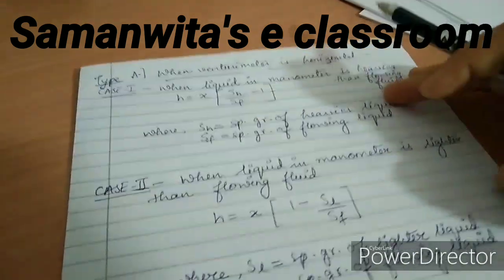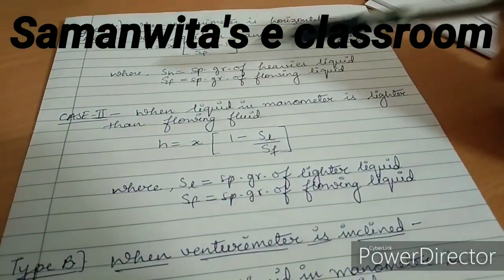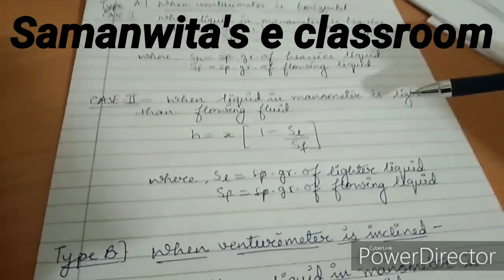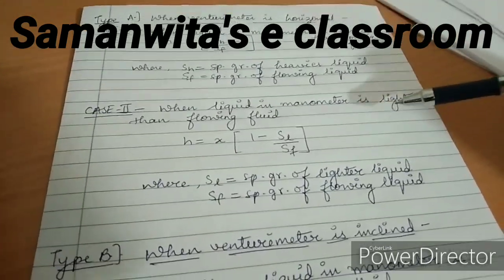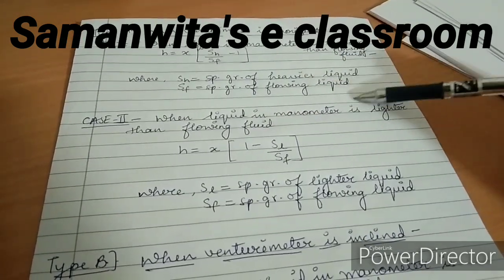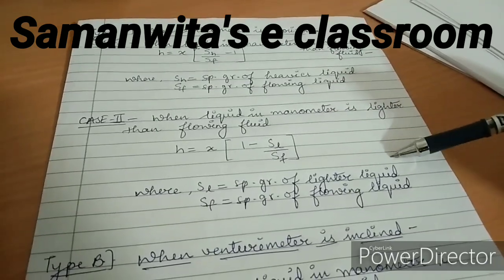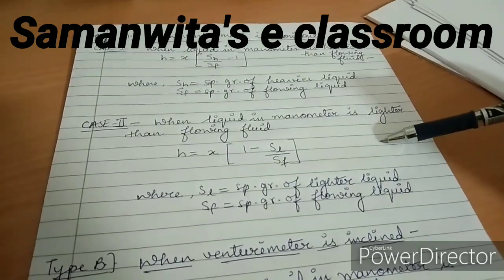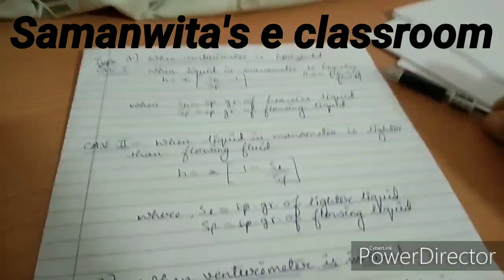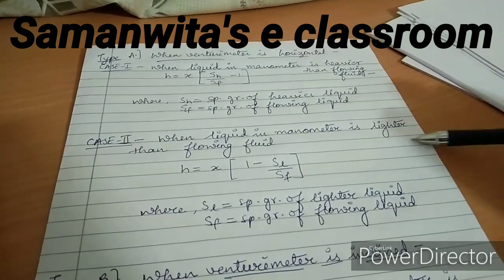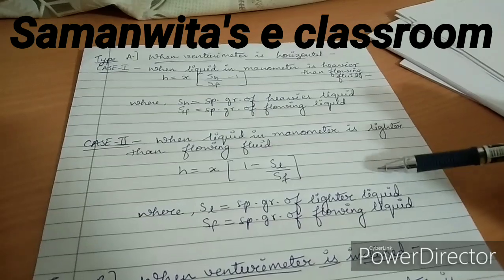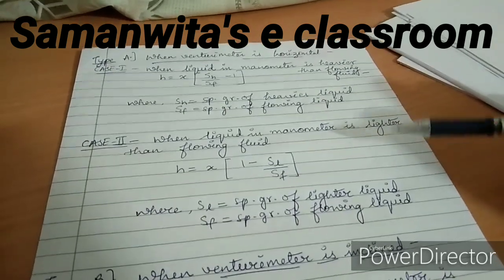Now we go to case 2. Say the liquid in the manometer is lighter than the flowing fluid. Say in your manometer you have air or oil whose specific gravity is lesser as compared to the flowing fluid, say water. Now in this case your manometer cannot be a straight U manometer, it has to be an inverted manometer wherein your light liquid is subtended upward. Otherwise if you have a normal U tube manometer, then your heavier liquid will become the flowing fluid and then your heavier liquid will go and get accumulated in the manometer.